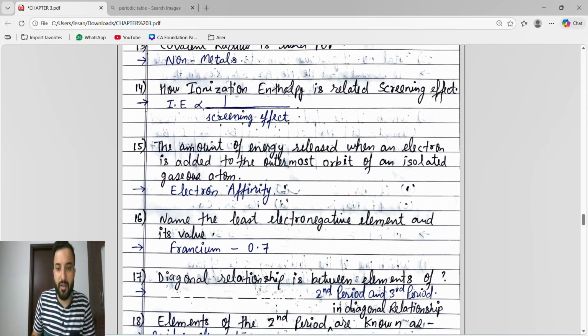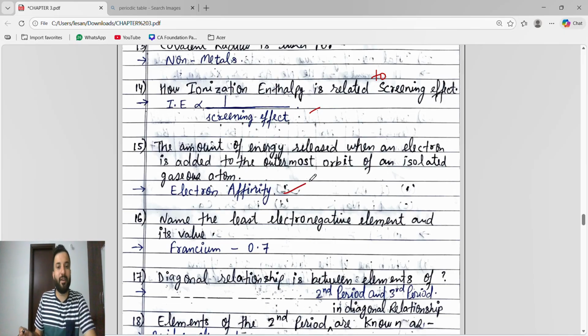How is ionization enthalpy related to the screening effect? Ionization enthalpy is inversely proportional to the screening effect. Whatever the trend of ionization enthalpy, electron gain enthalpy, or electron affinity, also follows the trend. It is the amount of energy released when an electron is added to the outermost orbit of an isolated gaseous atom.